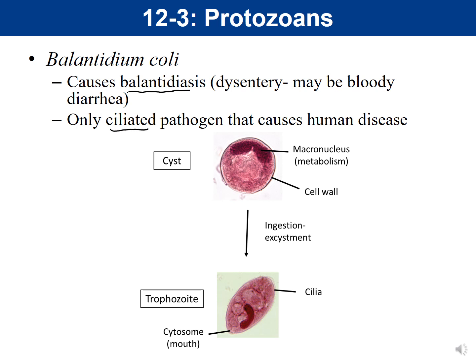It's the only ciliated pathogen that causes human disease. You might recall that prokaryotic cells do not have cilia. They can have flagella for motility, but they do not have cilia. So this is going to be limited to protozoans, for example. And this is the only ciliated pathogen that causes human disease. In terms of stages to know and to identify on the practicum, we have the cyst and the troph. So you need to know both and be able to identify both.